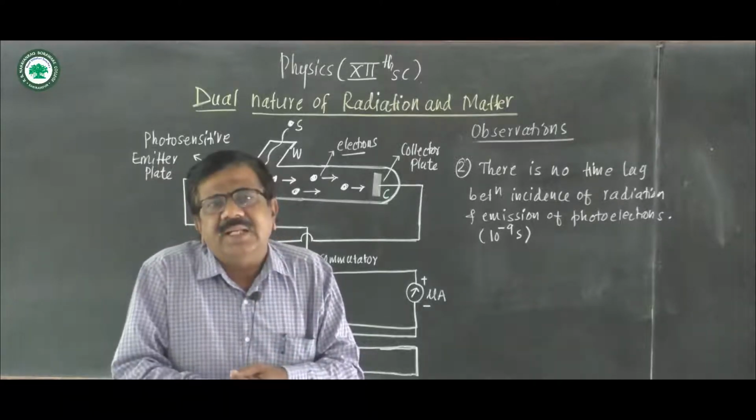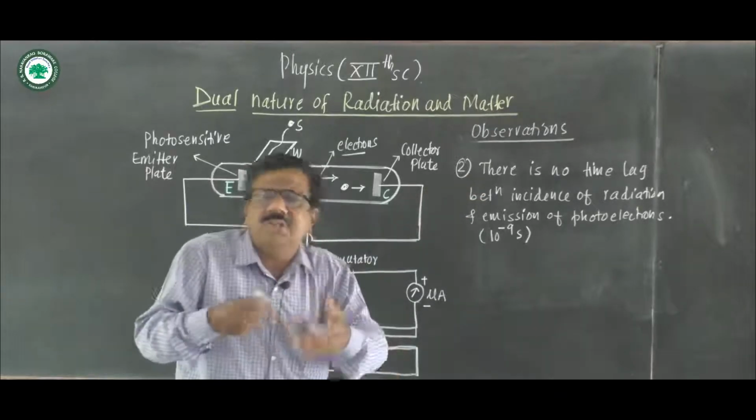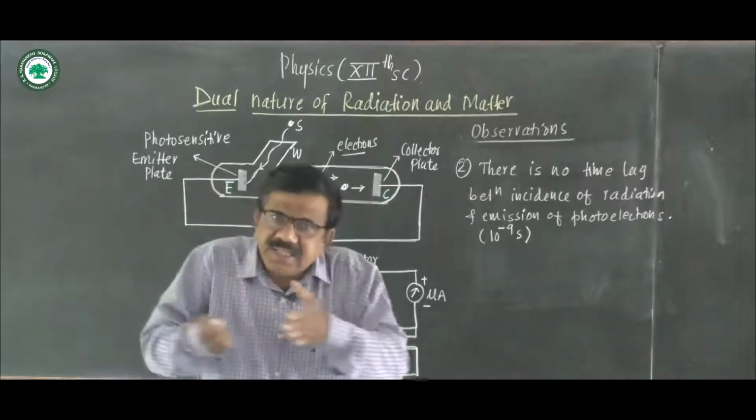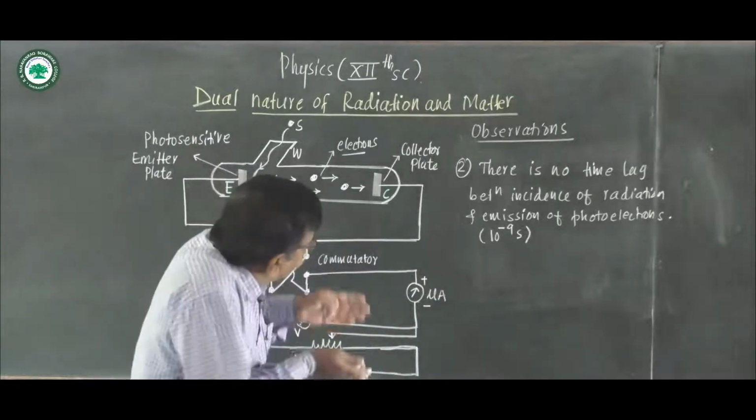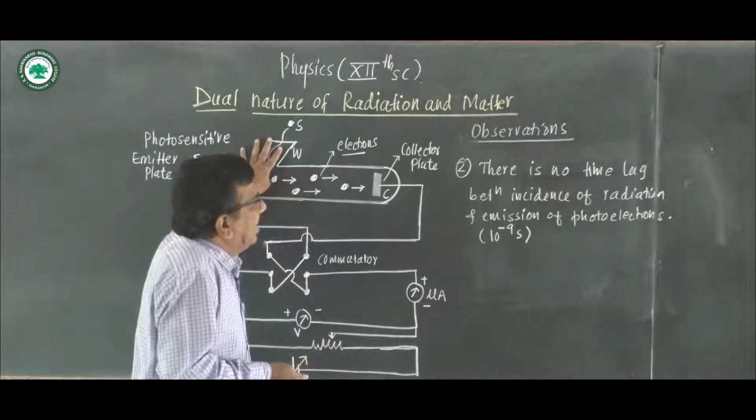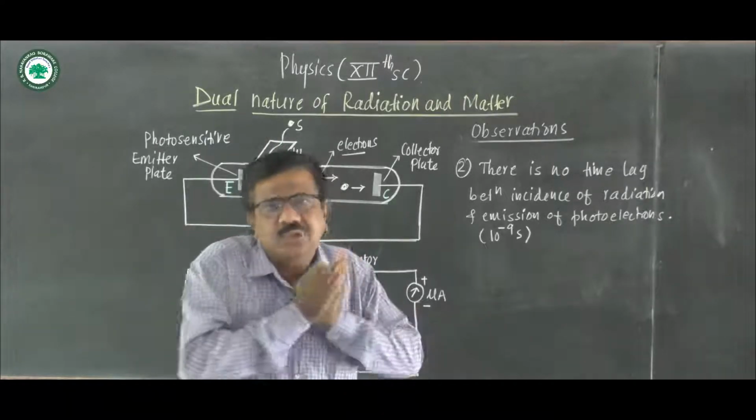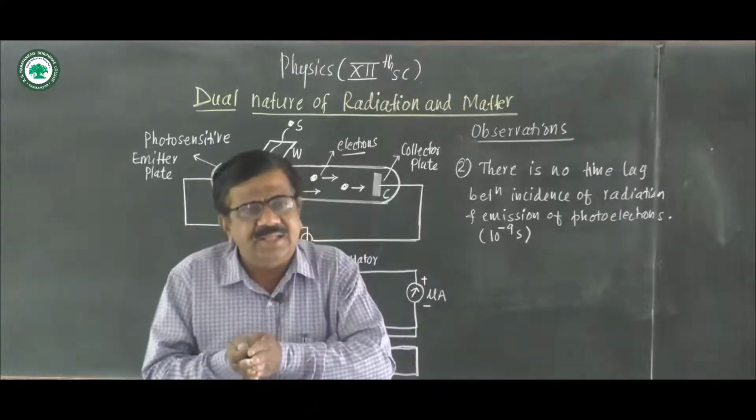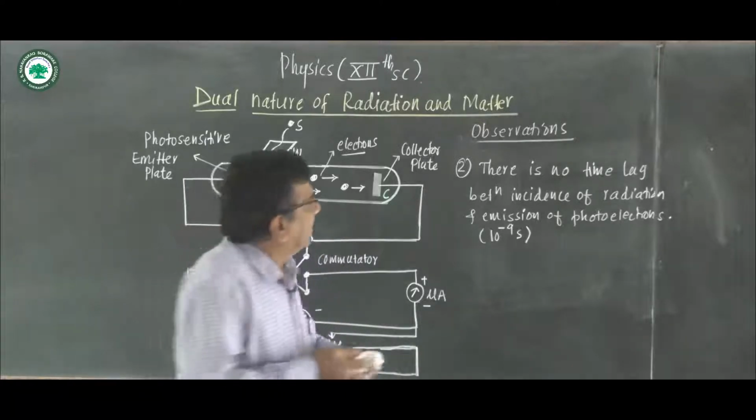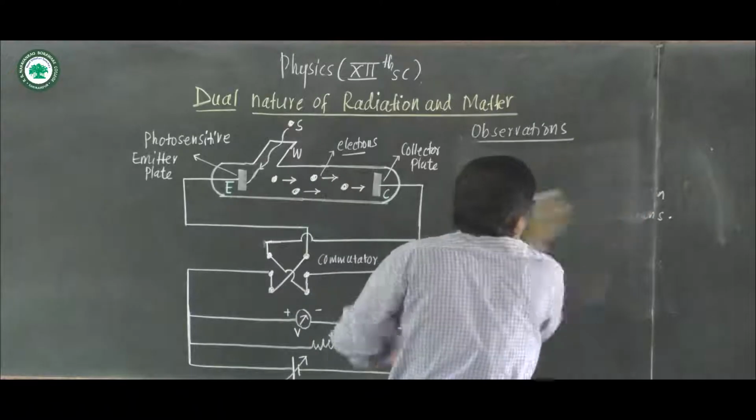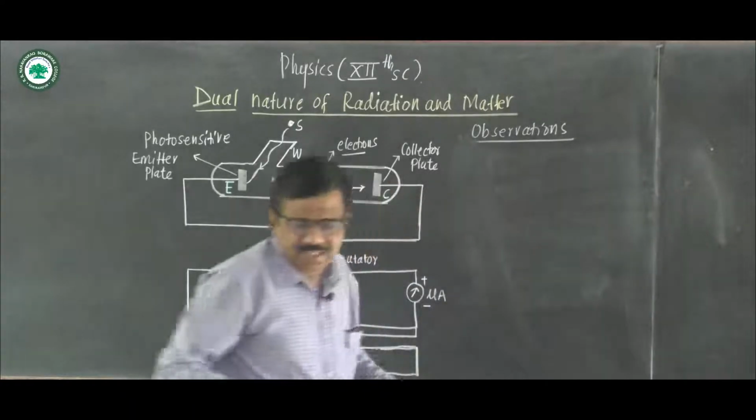Even if intensity is low, photoelectrons are emitted if the frequency of radiation is greater than the threshold frequency, and there is no time lag. It is an instantaneous process. As soon as radiation is stopped, photoelectric emission also stops. There is no time lag. So this is our second observation. Then the third observation; these observations are very important in this experiment.